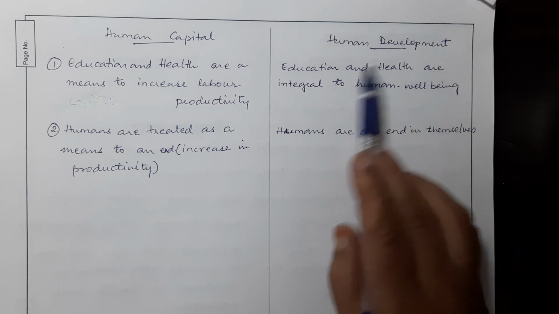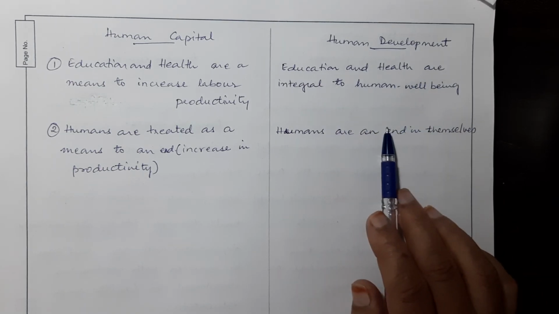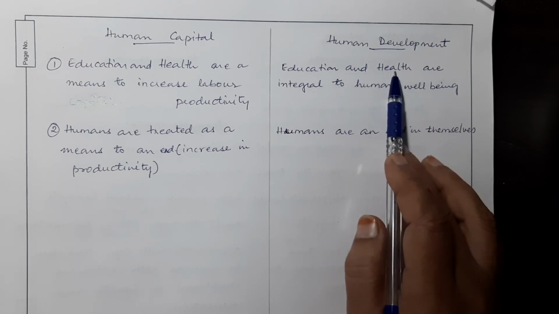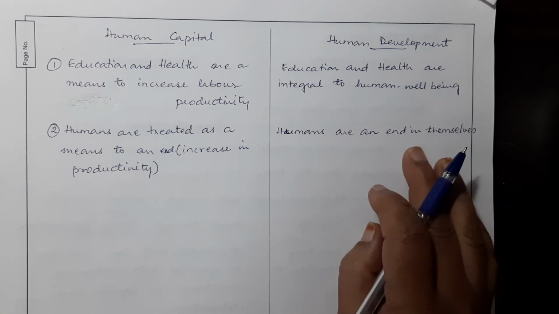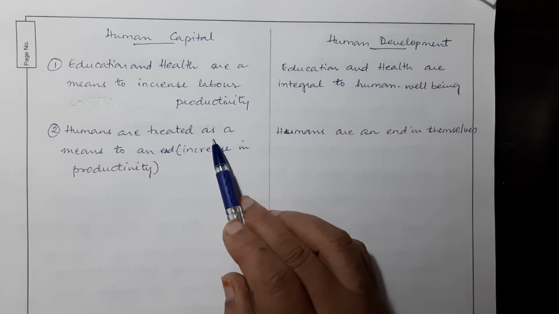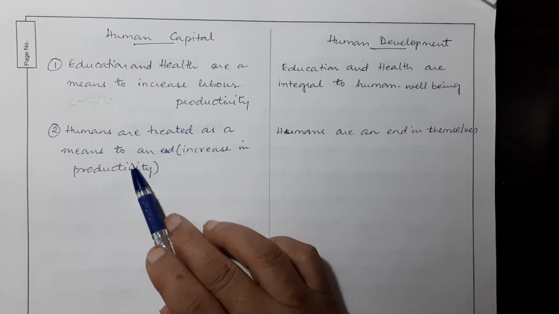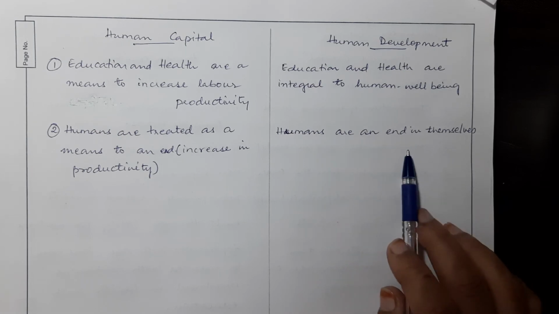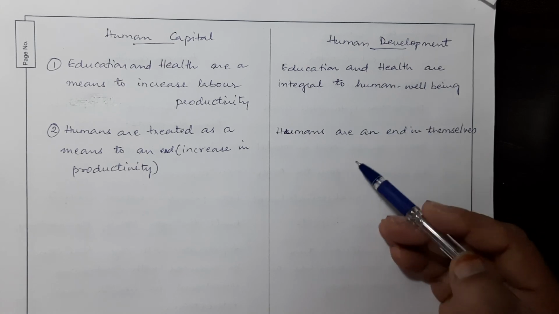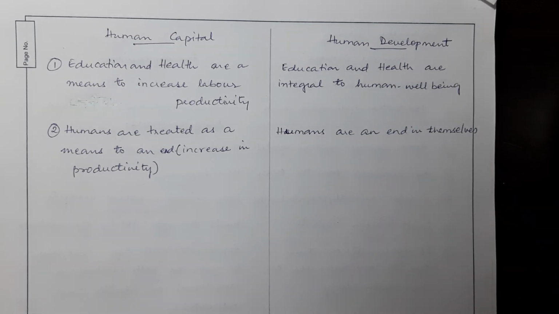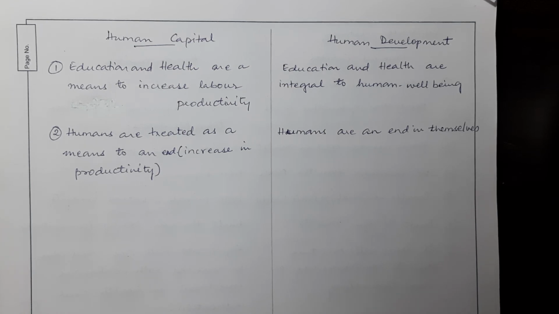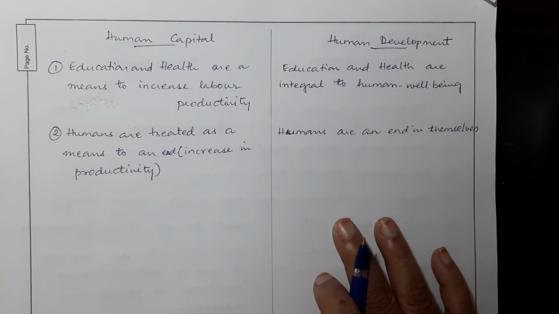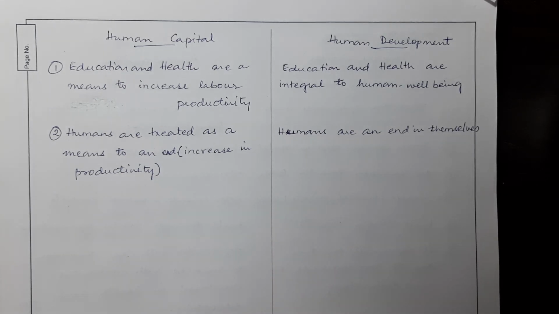Whereas in human development, education and health are integral to human well-being. If one is educated and his skill sets improve, and if one is healthy, this would mean that this is integral to a person's well-being. Now, under human capital, humans are treated as a means to an end. Means to an end would mean that they are used to increase the productivity. Whereas in human development, humans are an end in themselves, because this helps them to improve upon themselves, and hence they are an end in themselves. Human development would also mean that every individual has a right to get basic education and basic health care. That is, every individual has a right to be literate and lead a healthy life.